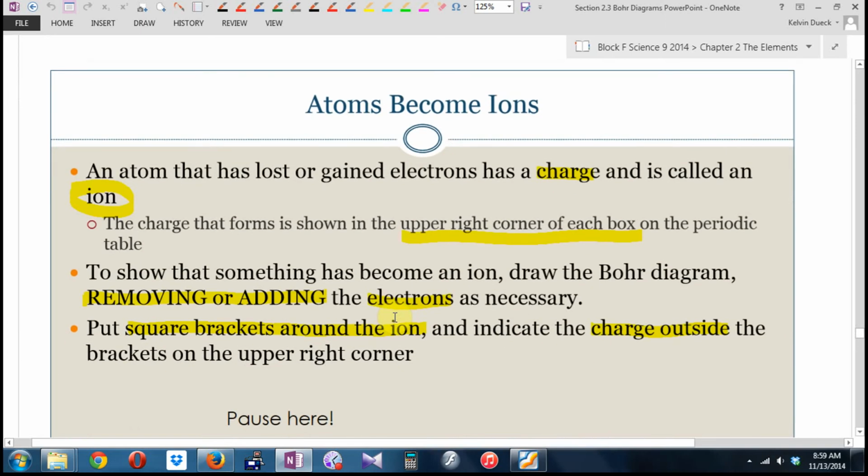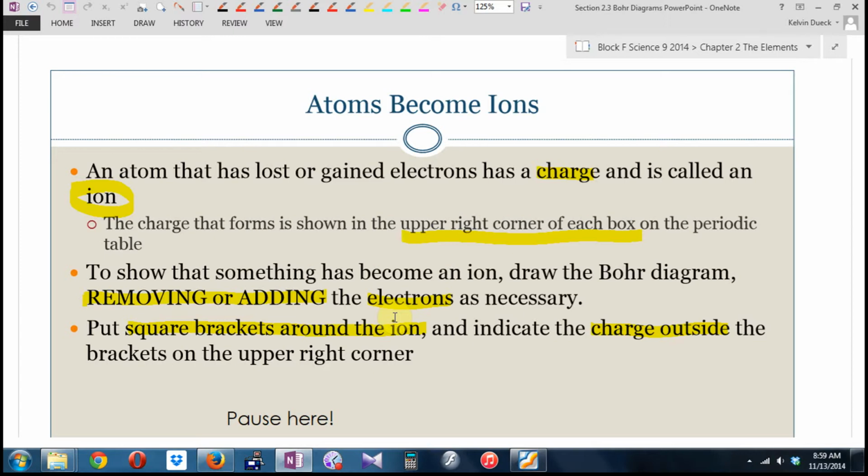Atoms become what we call ions. An ion is an atom that no longer has the same number of protons and electrons. An ion is when an atom has lost or gained electrons to get a full valence shell. So, an atom that has lost or gained electrons now has a charge because you don't have the same number of pluses and minuses. It has a charge, and it's called an ion.